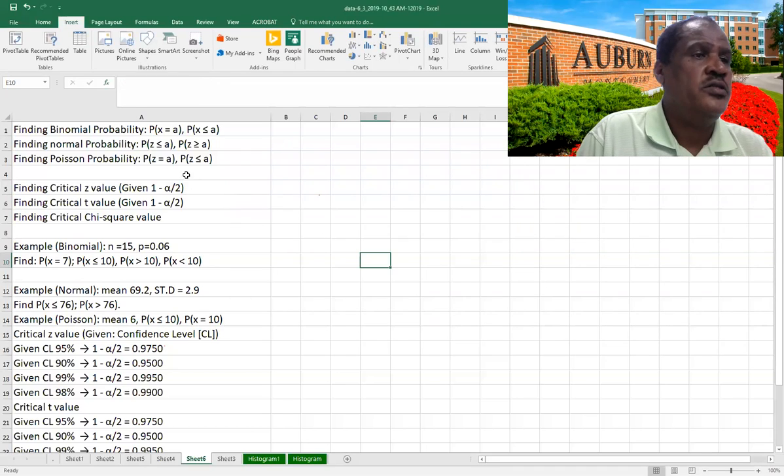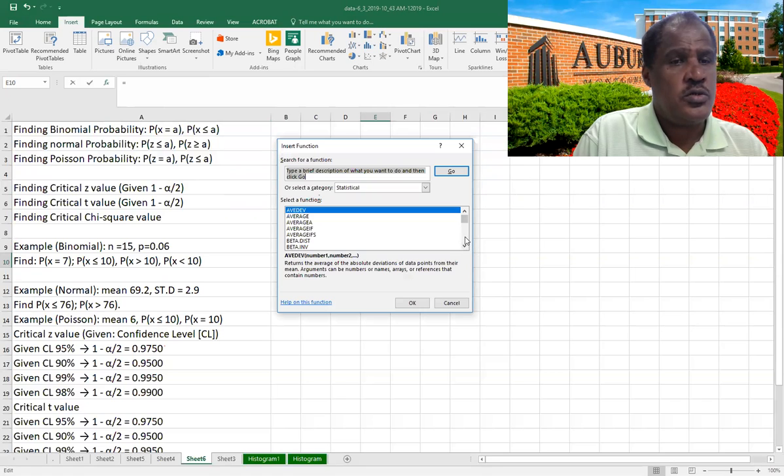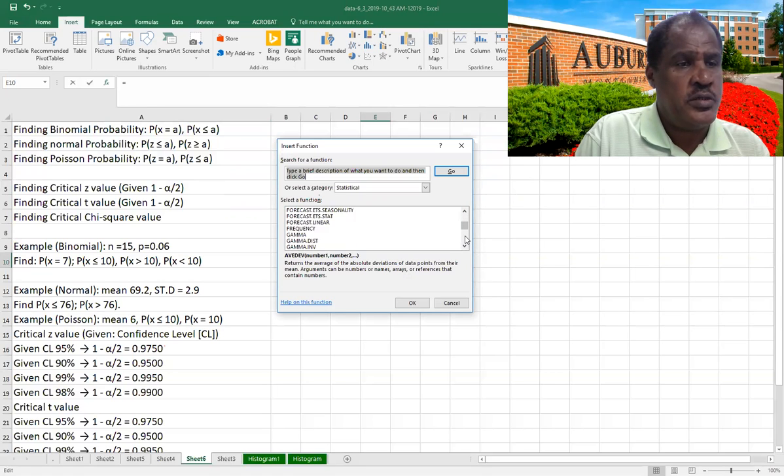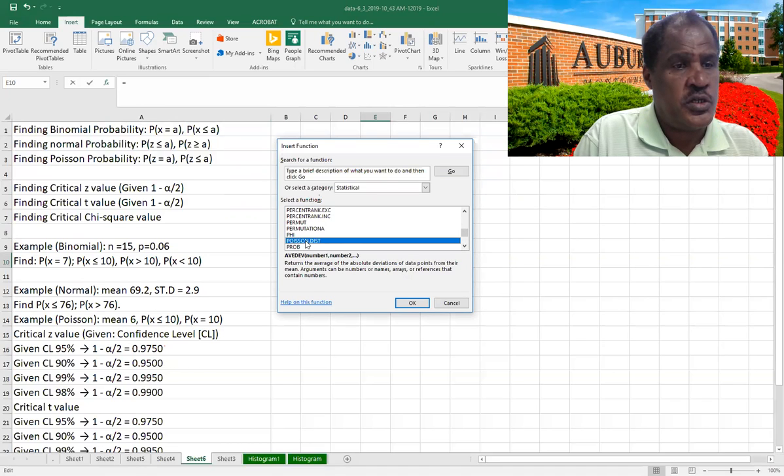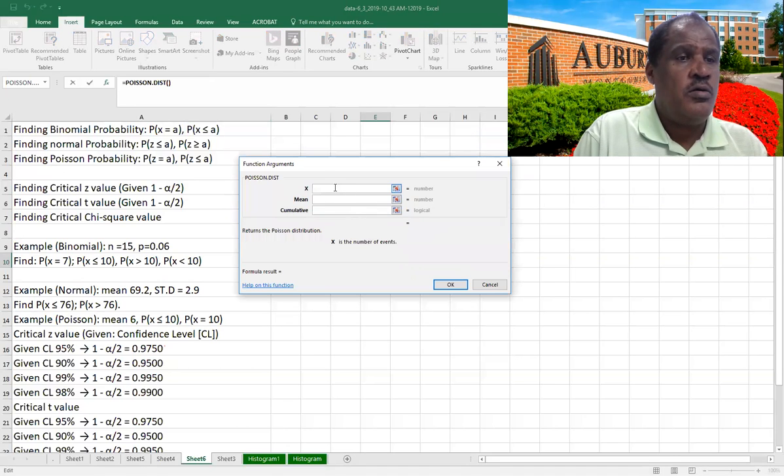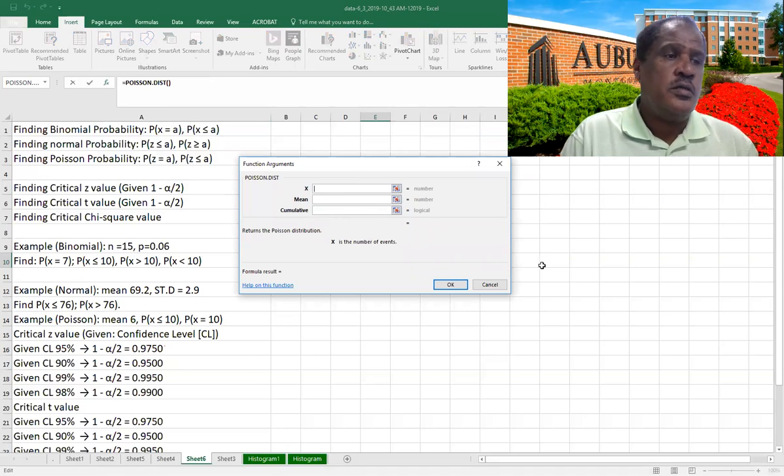Let's talk about the Poisson probability. Click here again. Scroll down all the way until you get Poisson distribution. Here is Poisson distribution. Click over here and click OK. Now, remember, a Poisson distribution has only one parameter, which is the mean. Let's take a practical example.